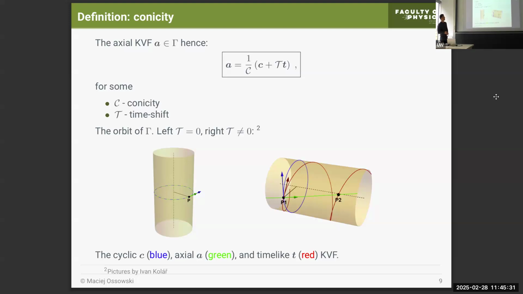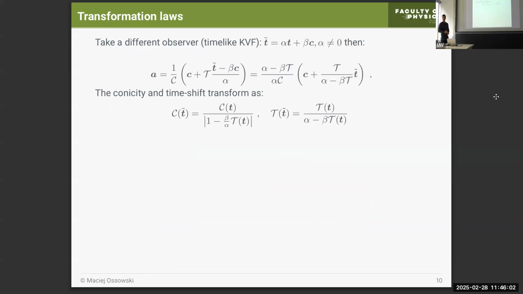So naturally, what happens is that if you change the observer, if you change the red curve, this intersection would lie in some different point. So the green line and some other red curve would intersect in different point, meaning this distance between points P1 and P2 would also be different. So this leads to the problem that the conicity with time shift necessarily will have to be observer dependent.